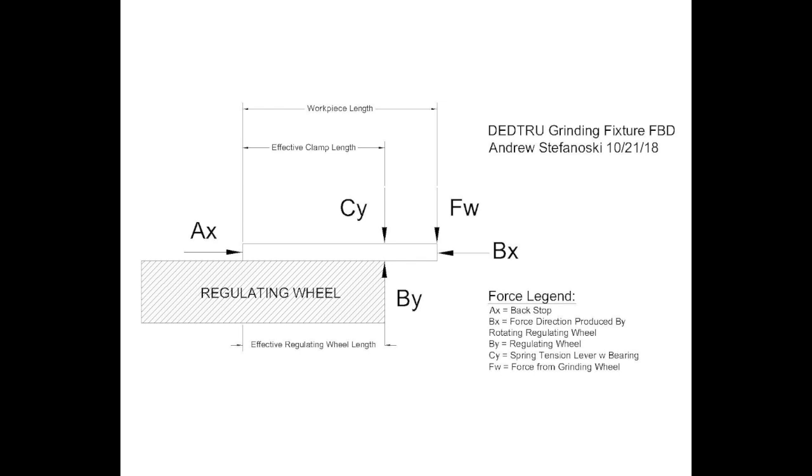You have clamping support reaction at Cy. You also have a support reaction at the regulating wheel as well. How we can improve this fixture is if you have a really long workpiece and it extends beyond the regulating wheel length, you could add an additional support at the front to kind of offset the force of the grinding wheel.